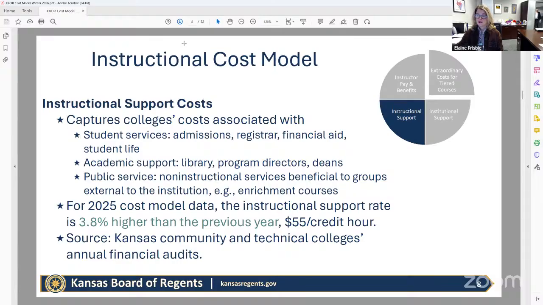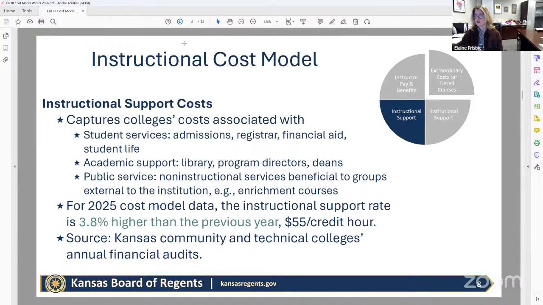We have instructional support costs. So those are the colleges' costs associated with student services. You've got an admissions office, a registrar, student financial aid staff, student life, a library, your program director, so a nursing program director, you might have a dean, depending on the size of the college, and then anything that's non-instructional but beneficial to groups and external institutions. So that's the public service mission that our colleges all have.